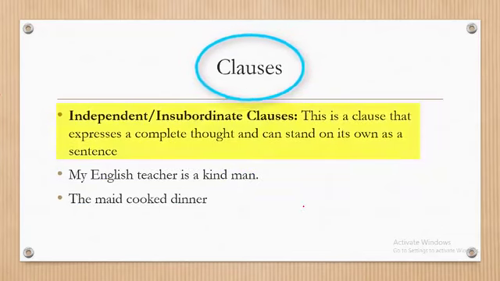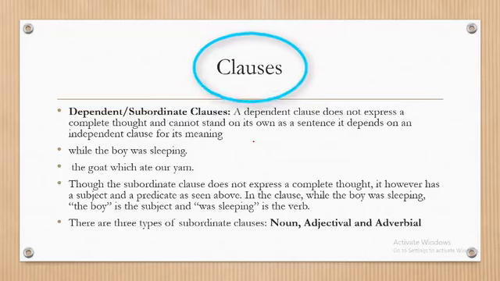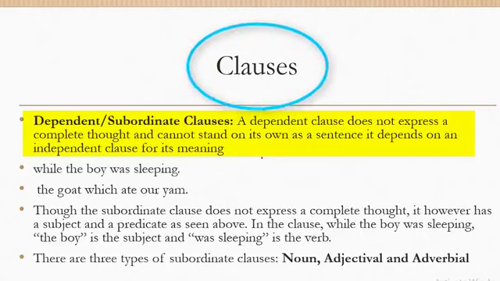Now, when we say independent clauses, they are simply clauses that express a complete thought and can stand on its own. My English teacher is a kind man. So this is an example of an independent clause. It does not need any other sentence elements to express a complete thought. The maid cooked dinner. But in the case of a dependent or subordinate clause, it cannot express a complete thought and it cannot stand on its own. It has to depend on the independent clause for its meaning.